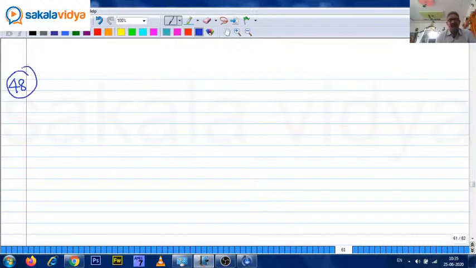So option 4 is correct. But I am not able to get that page, so we leave it now. Now the 48th question.